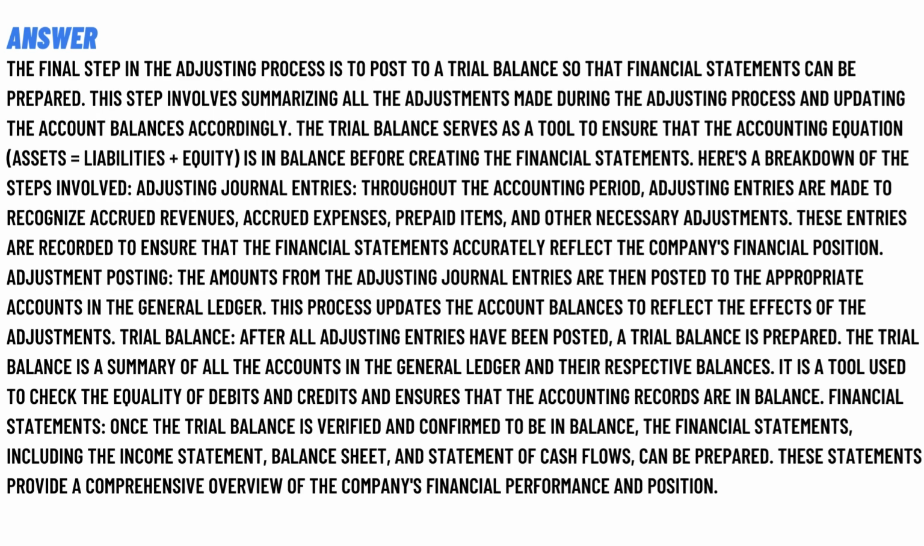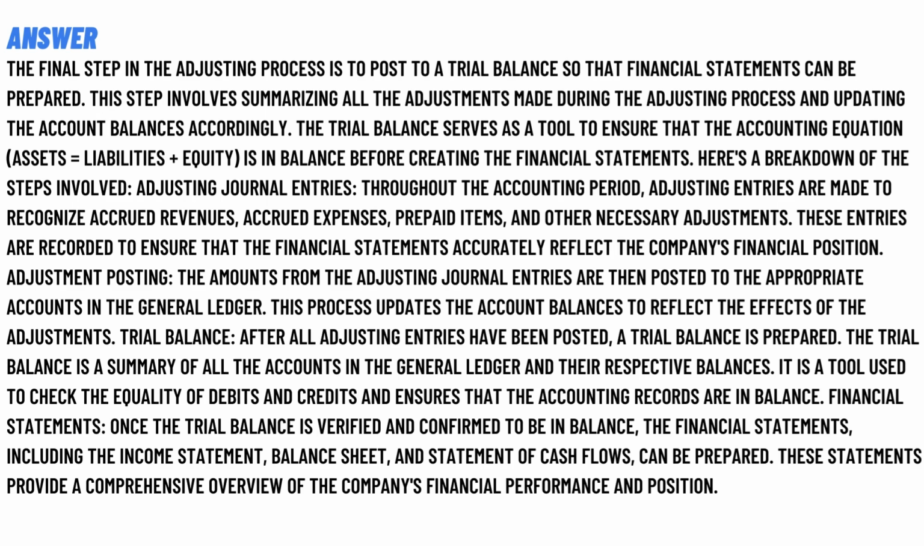recognize accrued revenue, accrued expenses, prepaid items, and other necessary adjustments. These entries are recorded to ensure that the financial statements accurately reflect the company's financial position. Adjustment posting: the amounts of the adjusting journal entries are then posted to the appropriate accounts in the general ledger. This process updates the account balances to reflect the effect of the adjustments.